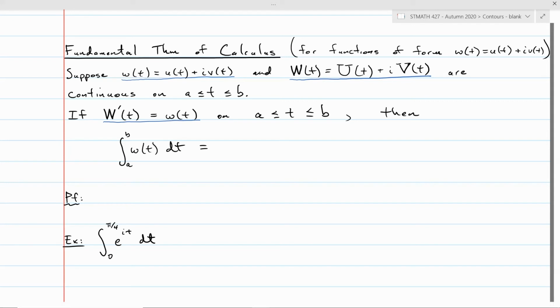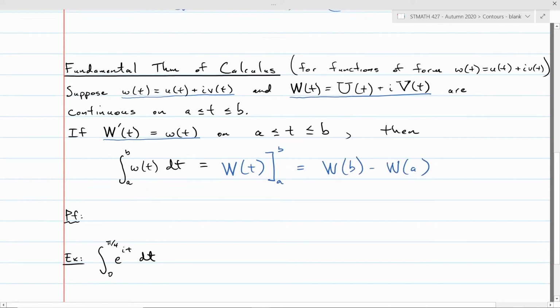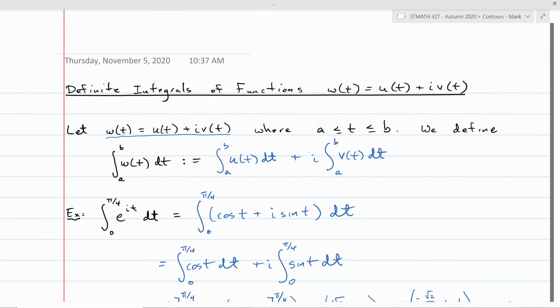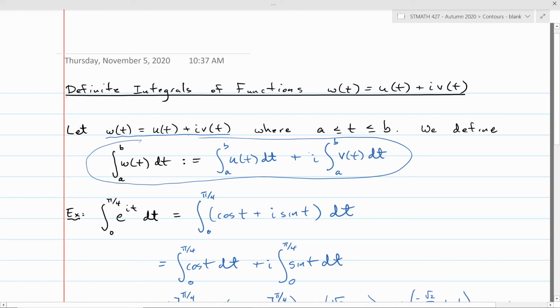That's our hypothesis here. If we have an antiderivative for the function we're trying to integrate, little w, then we can evaluate that integral simply by taking the antiderivative, big W, and evaluating it from a to b. In other words, it's big W of b minus big W of a. You should verify for yourself that this actually works. We get it from the fundamental theorem of calculus for single variable functions, just like you learned in calculus 2 maybe, or calculus 1, and the fact that that's the way we define integrals like this, broken up into two separate integrals of real valued functions.